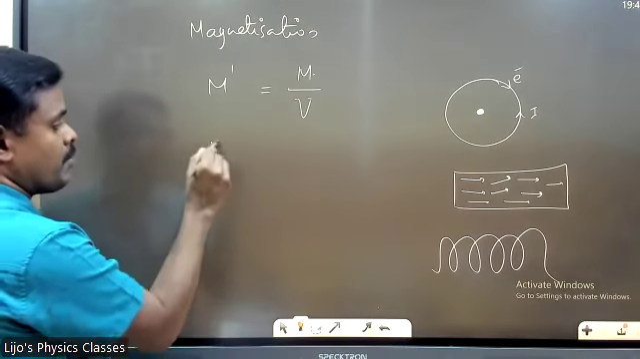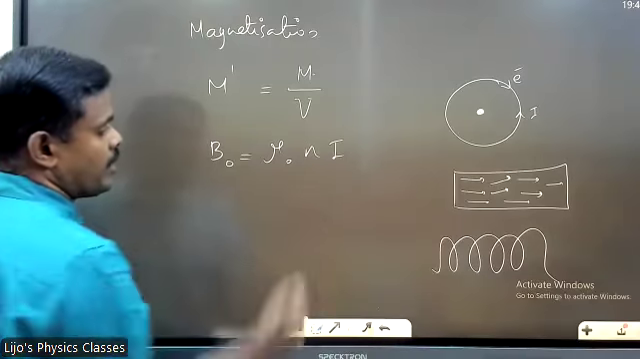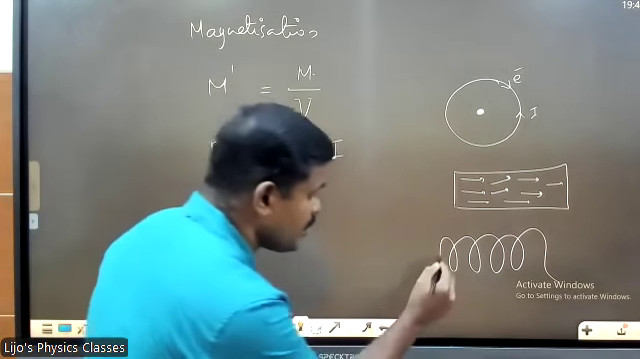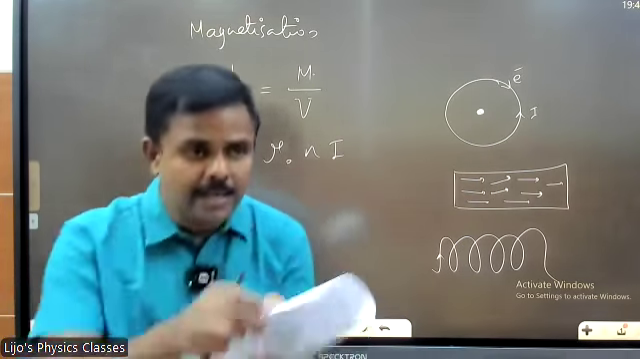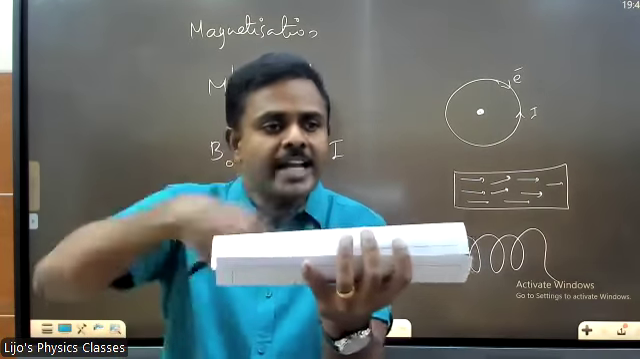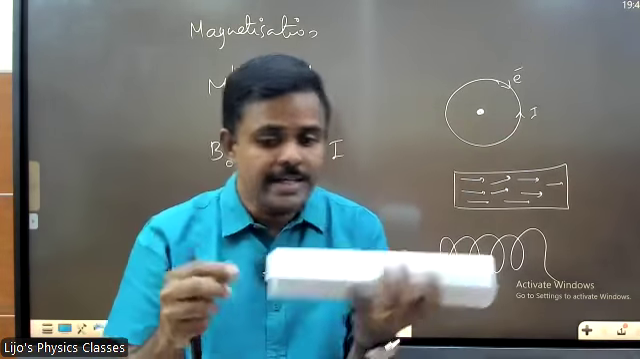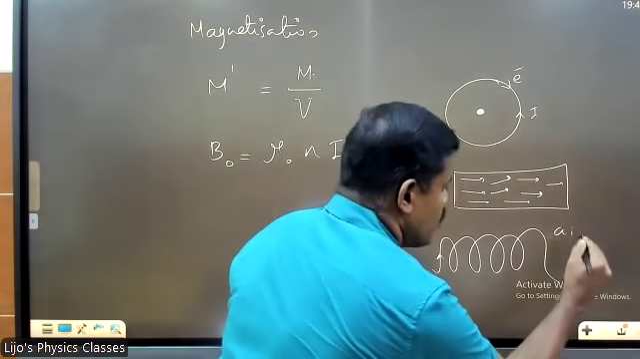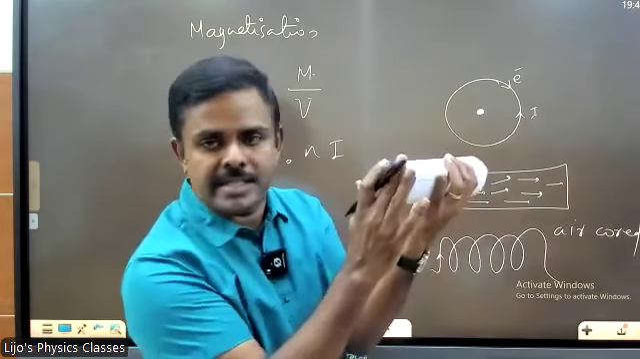What is the equation for the magnetic field of a solenoid? The magnetic field inside a solenoid is given by mu zero times Ni. If you let a current pass through this, do you know what a solenoid is? You take a plastic pipe, wind wires over it. This is called a solenoid. It is called an air-cored solenoid. What is meant by air-cored? Its core is air. Inside it is air.